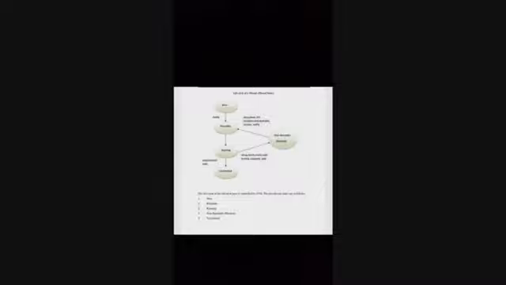Now let us see the life cycle of a thread states. See the figure here, diagram. The life cycle of a thread in Java is controlled by JVM. The Java thread states are as follows: new, runnable, running, non-runnable, blocked, terminated.